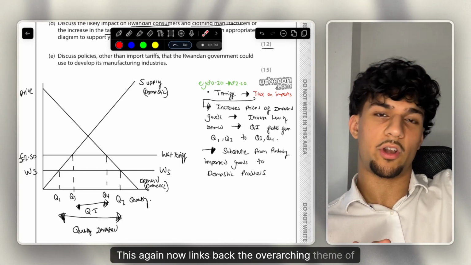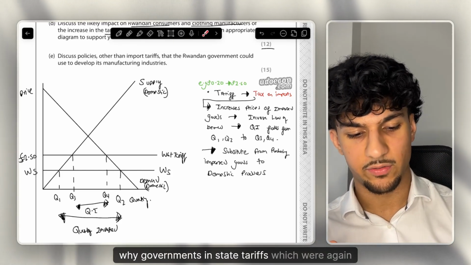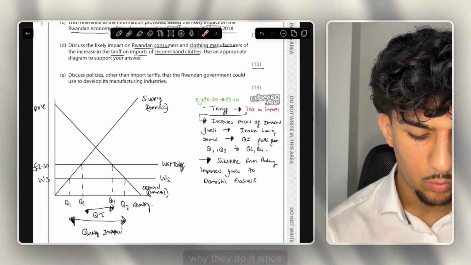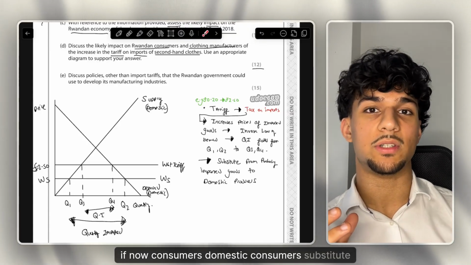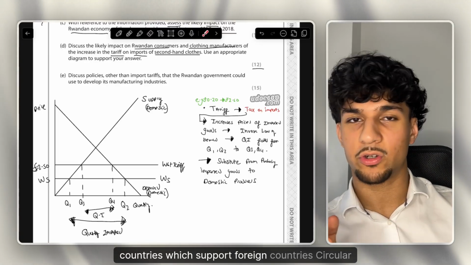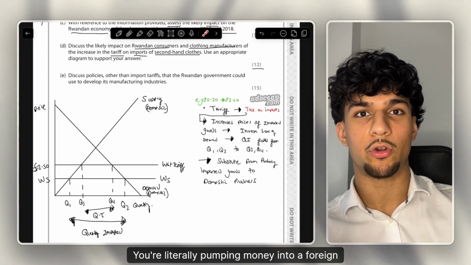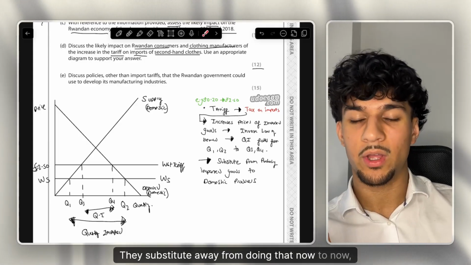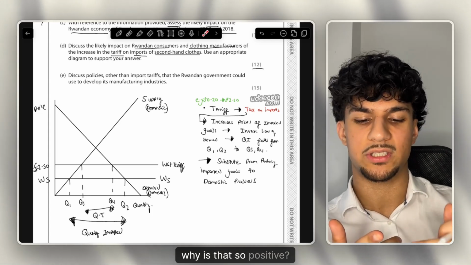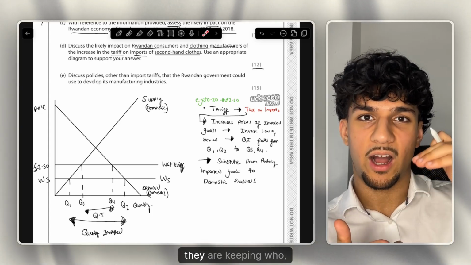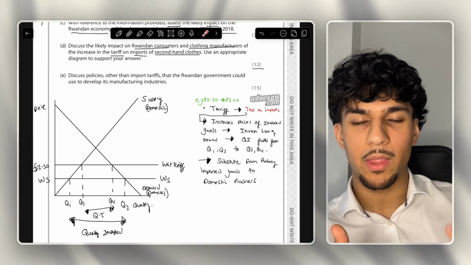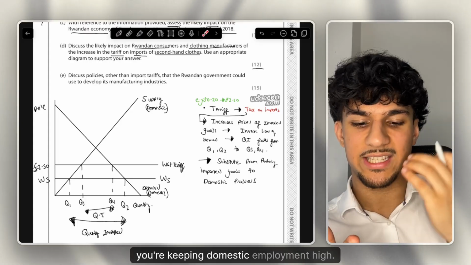This links back to the overarching theme of why governments instate tariffs, like the US in 2025, the 50% tariff on steel and aluminium. Why do they do it? If domestic consumers substitute away from buying foreign imports, which support foreign countries' circular flow, where you're literally pumping money into a foreign country, they are now pumping money into their own economy. Why is buying from domestic producers so positive? Who do domestic producers hire? They hire domestic workers. Therefore, by purchasing domestic goods, you're keeping domestic employment high.